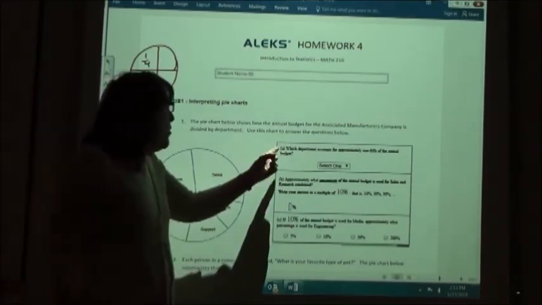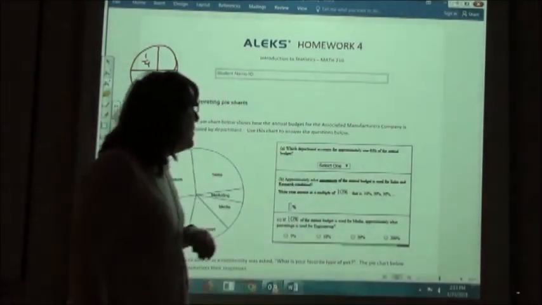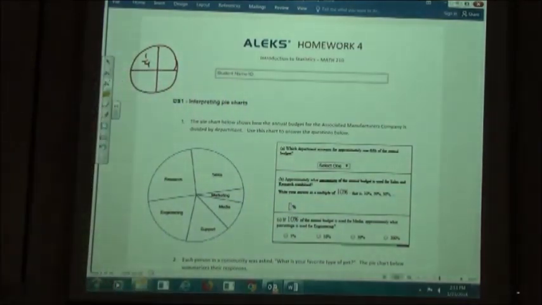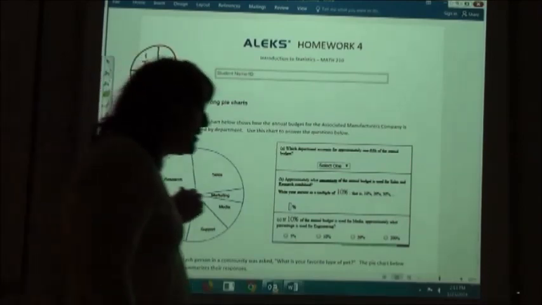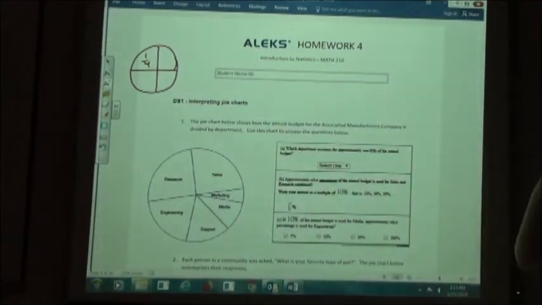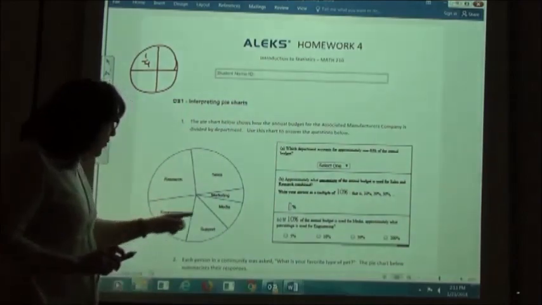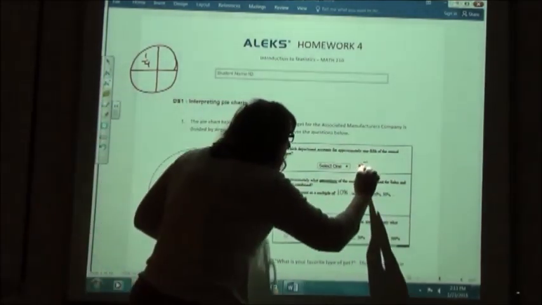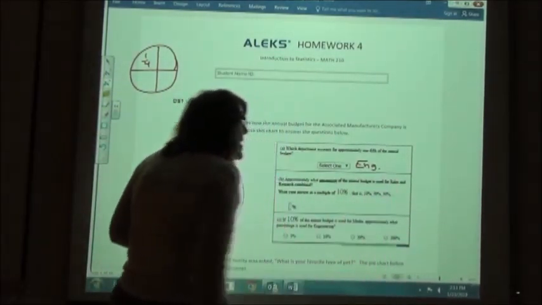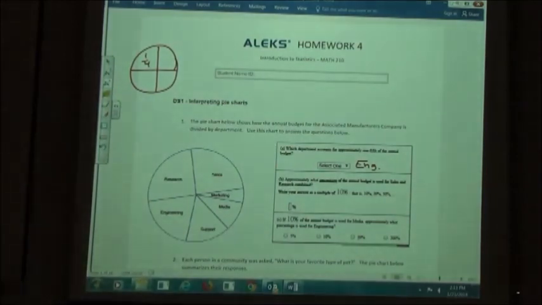So it says, which department accounts for approximately 1/5 of the annual budget? So 1/5 is going to be just a little smaller than 1/4, right? So we're going to look there, and which one looks like it's just a little bit smaller than 1/4? Engineering, exactly. The drop down is going to have all these choices. You're going to pick that one. I'm just going to abbreviate for right now. It's engineering.